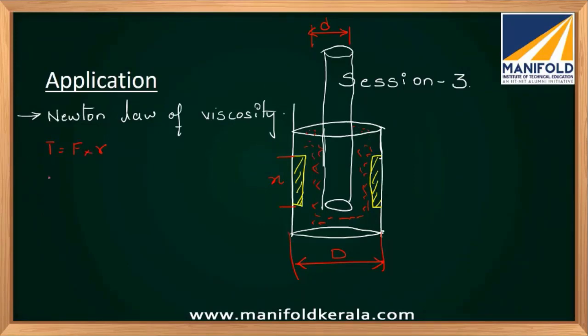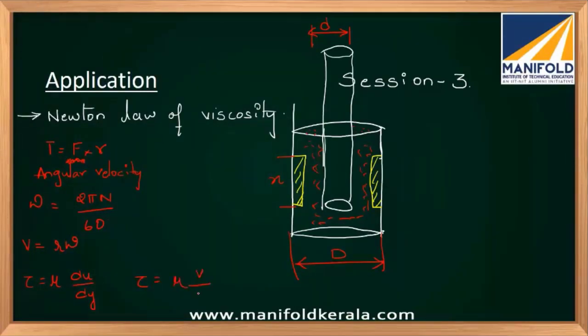We know that as the shaft is rotating in the circular direction, it will be associated with angular velocity, that is omega, that will be 2 pi n by 60, and velocity v is equal to r omega. Now, torque is force into perpendicular distance. Force, yesterday we have seen one formula, tau equal to mu into du by dy, or tau is equal to mu into v by y. Very familiar formula is this.